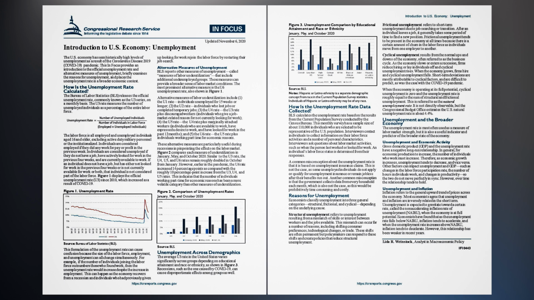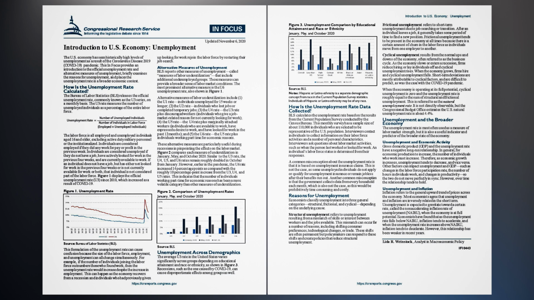Figure 1. Unemployment rate. This formulation of the unemployment rate can cause confusion because the size of the labor force, employment, and unemployment can all change simultaneously. For example, if the number of individuals joining the labor force outnumbers those who found work, then the unemployment rate would increase despite the increase in employment. This can happen as the economy recovers from a recession and individuals who had previously given up looking for work rejoin the labor force by restarting their job search.